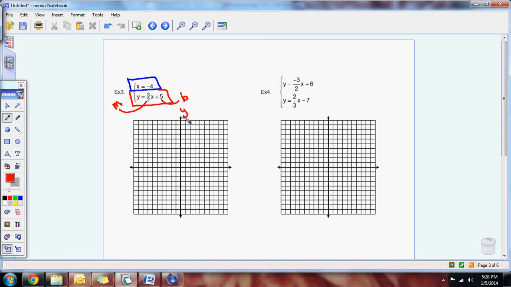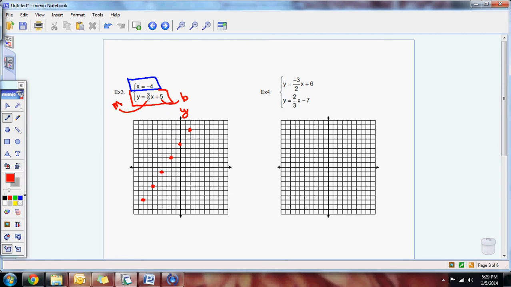So I'm going to start on my y, so I'm going to go up 5, 1, 2, 3, 4, 5. And I'm going to move up 3 over 2. So 1, 2, 3, 1, 2. And remember, your life is easier if you do the most points that you can. So just keep going until you run out of room. Hopefully you're doing this with me. Alright, so there's my first line, or actually my second line.